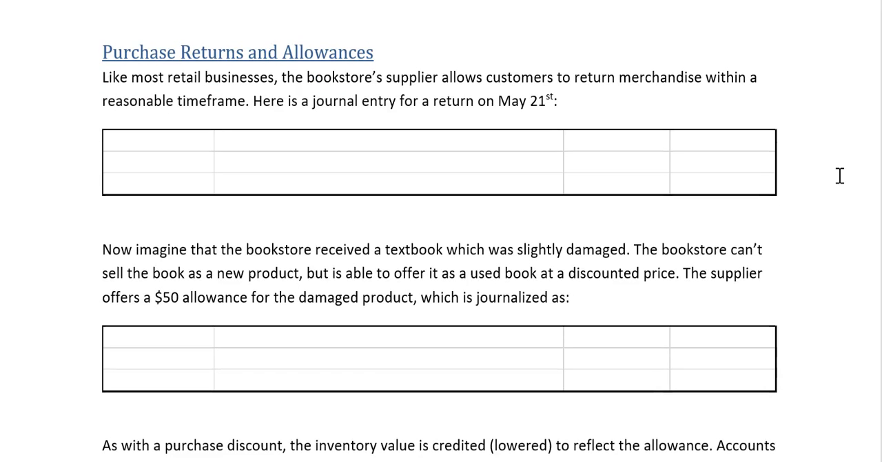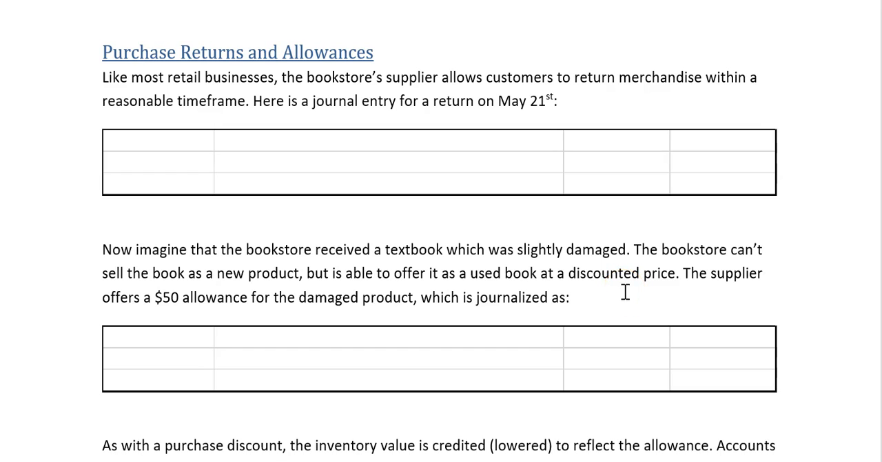Now we're going to jump into purchase returns and allowances. The first journal entry here is going to be a return of merchandise from the bookstore back to its supplier on May 21st. I'm not going to cover this entry in this video, so you get a chance to try it before you watch the next video. The only thing missing here is the dollar amount, and I'll tell you the dollar amount we will be including in the journal entry will be $500.